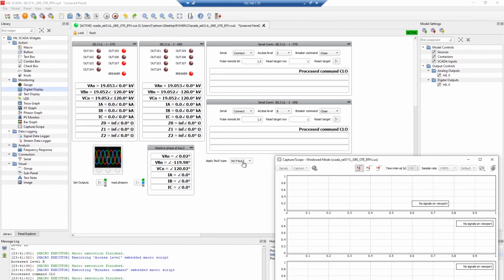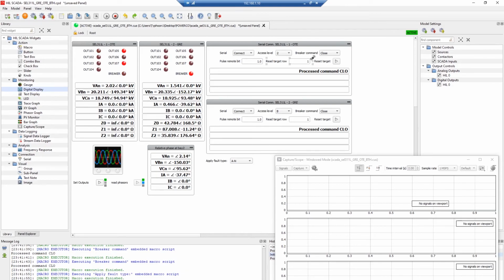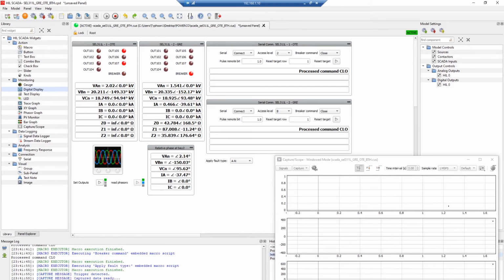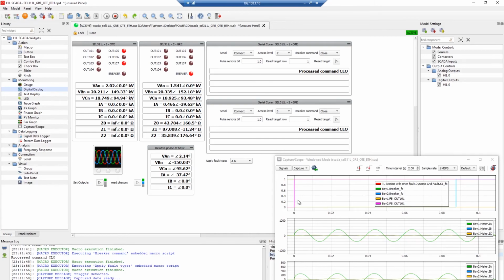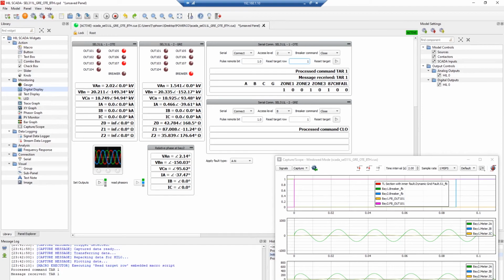Trigger our capture there, set our capture, and let's start again with the one phase to ground. Okay, seems like a similar behavior. As for the low impedance fault, let's read a little bit. So the fault was recognized properly by the relay number 1.